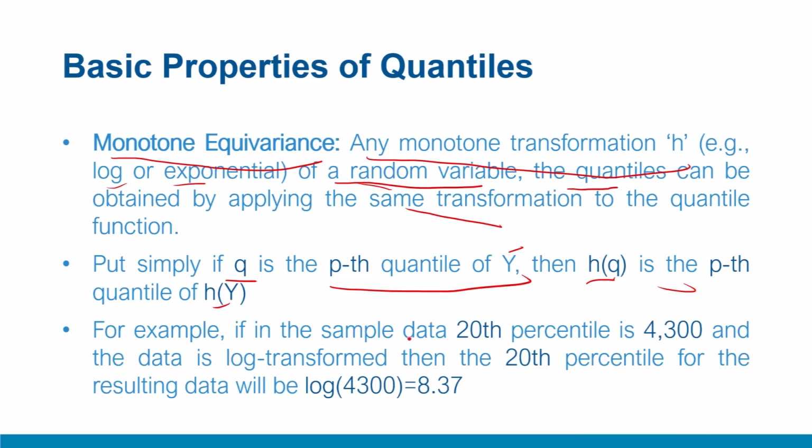Let's take an example of log. Suppose in a sample data, the 20th percentile is 4300 in a given distribution of y. Y is so distributed that 4300 is the 20th percentile. If I transform the data in a logarithmic form, then for the transformed data, the 20th percentile would be log of 4300, which is 8.37. So this is the monotone equivariance property of quantiles.